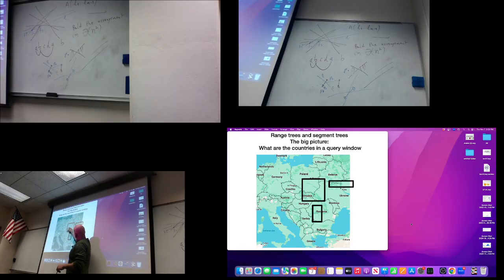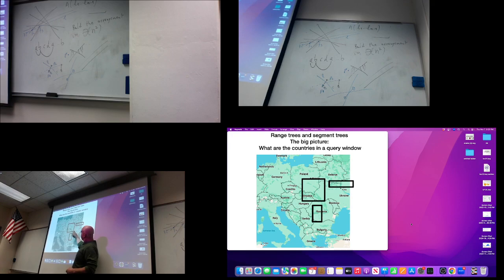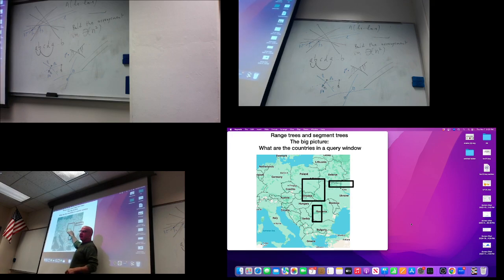I have a planar map, and the user gave me a query window, a query rectangle, and I want to ask who are the countries that intersect this query rectangle. And I want an optimal answer.